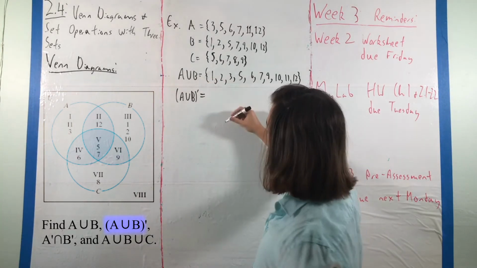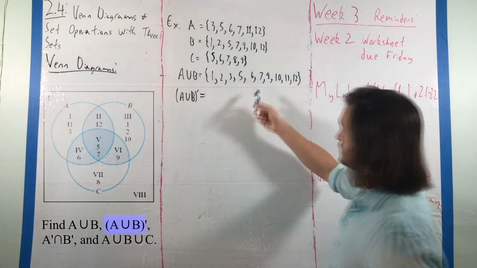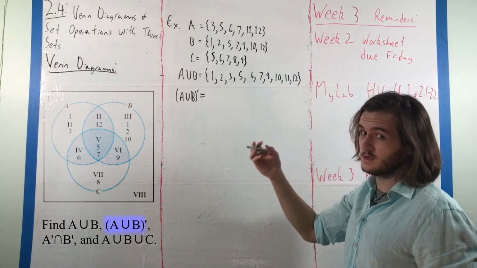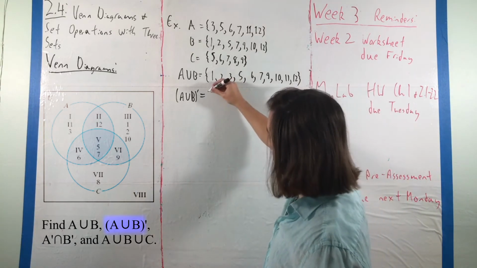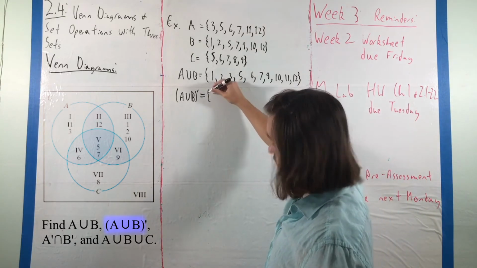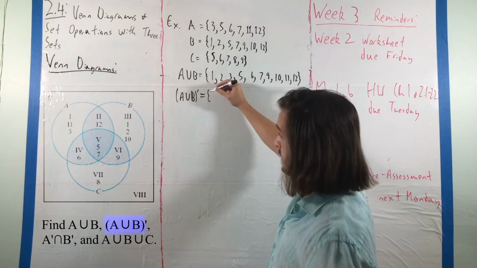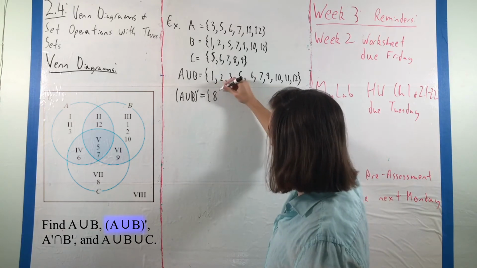We'll see that everything we've got in here consists of everything but 8. Oddly enough, there isn't actually a 4 to be in this complement. There's no 4 on the Venn diagram. So you just get 8.